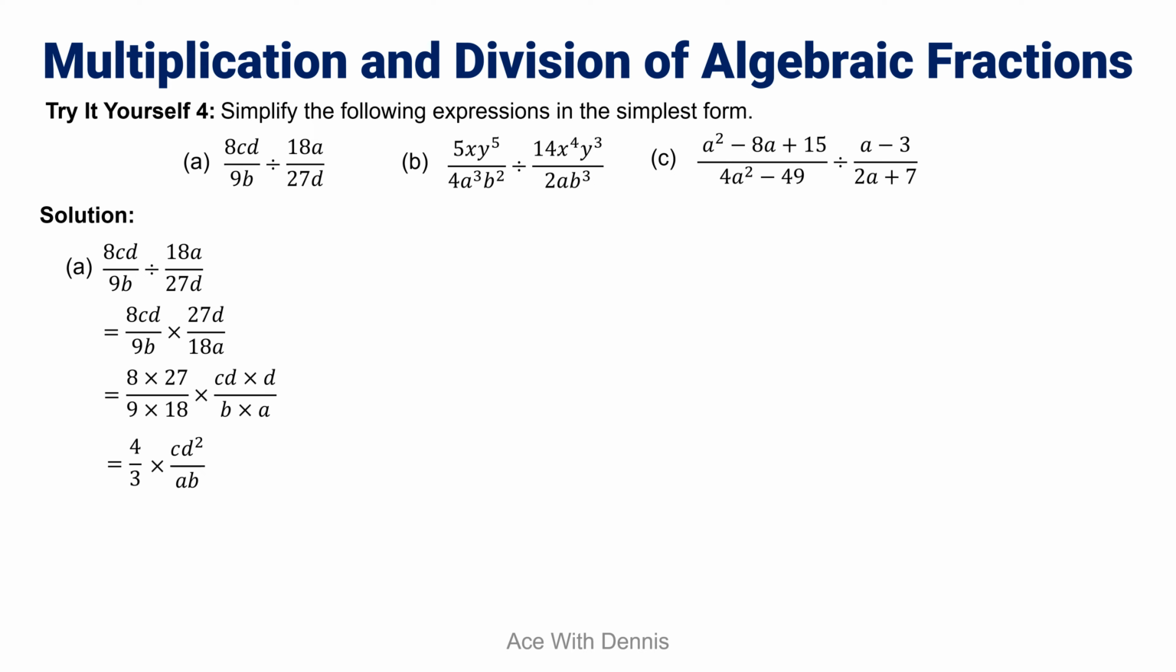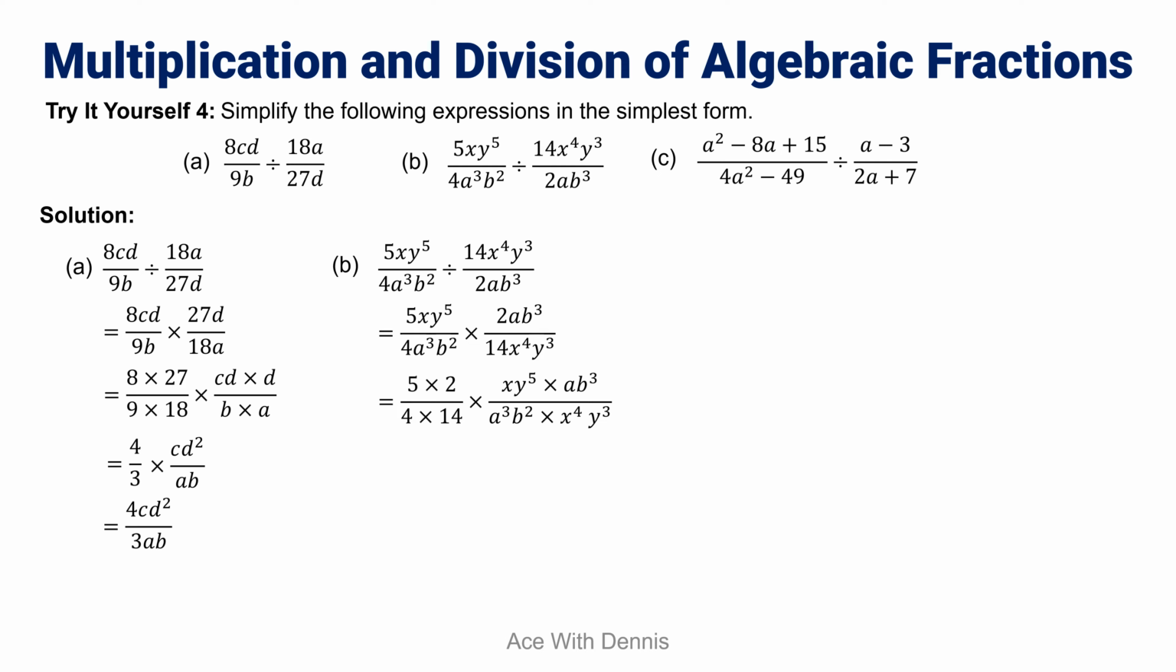And for the unknowns, we'll have cd squared over ab. So we put these two fractions together, and we'll have 4cd squared over 3ab. For B, this is the expression given. The very first step again is to change the division sign to a multiplication sign and the second fraction to its reciprocal. So this is what we get.